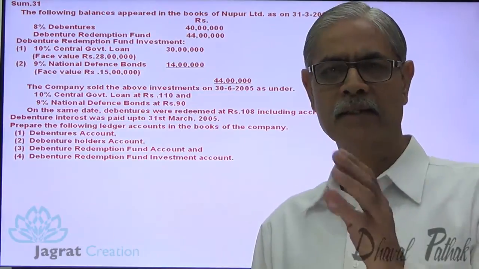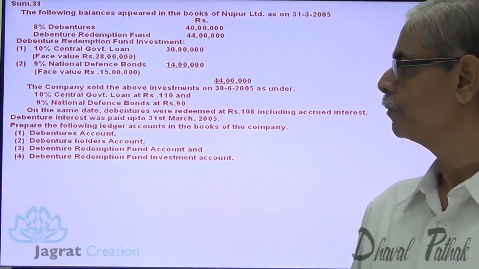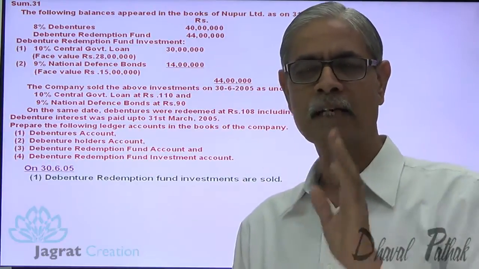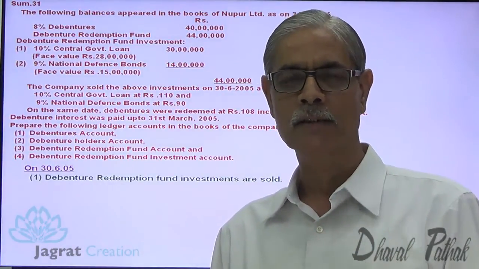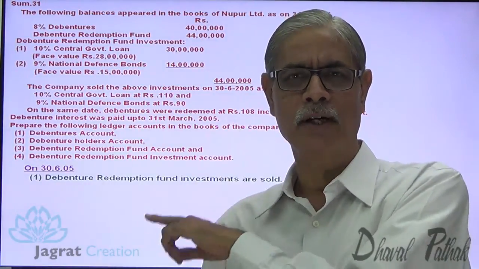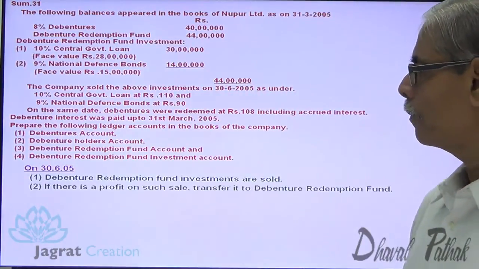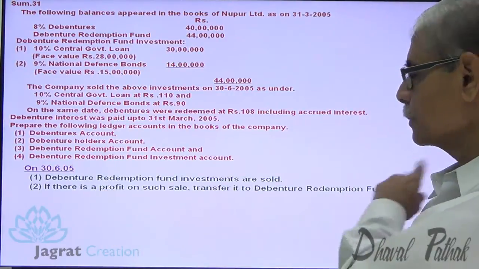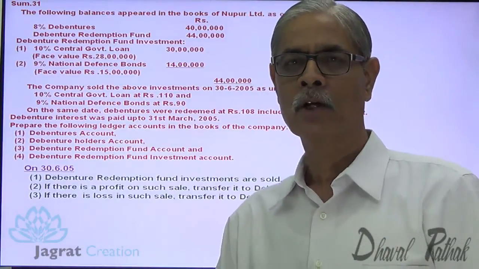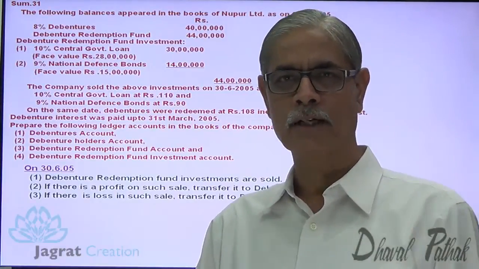Now, let us understand how many transactions we will record while solving the sum. First of all, the debenture redemption fund investments are sold. When the investments are sold, either profit occurs or loss occurs. Whatever the profit or loss net amount is there, that will be transferred to debenture redemption fund account from debenture redemption fund investment account. So if there is a profit on such sale, transfer to debenture redemption fund. If there is a loss on such sale, transfer to debenture redemption fund. So debenture redemption fund investment sold, profit or loss, net amount is transferred to debenture redemption fund.